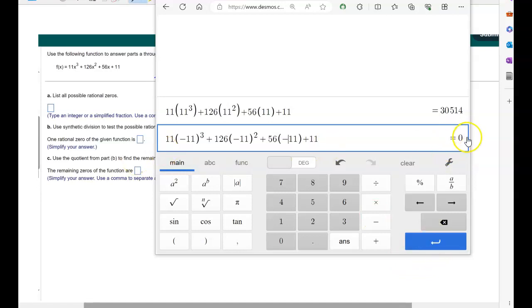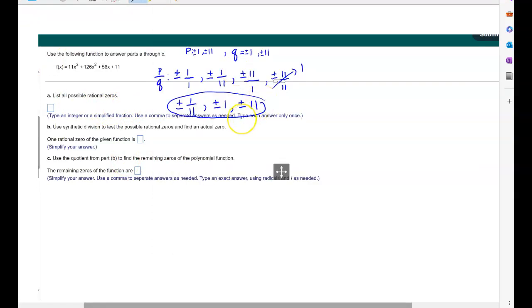Now, you see that it equates to 0. So therefore, this x equals negative 11 is a 0. Then you can use that as your first root. Then you use synthetic division. Okay, so now here, let's use synthetic division. So let's write down the coefficient. So we have 11. That's for x cubed, 126, 56, 11. We know that negative 11, based on our computations a while ago, negative 11 is a root.